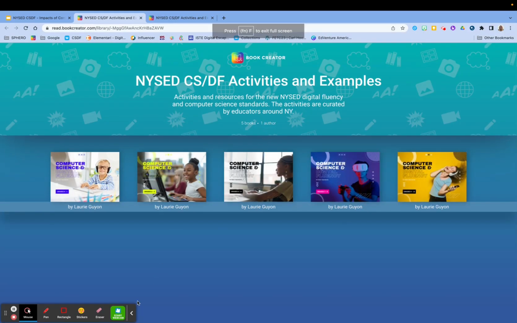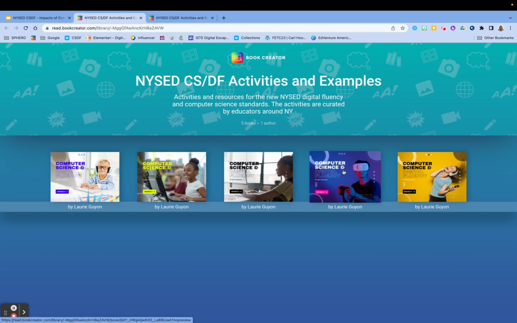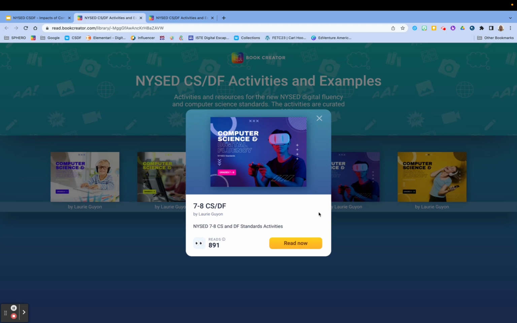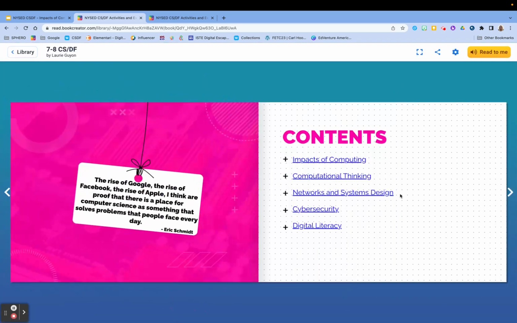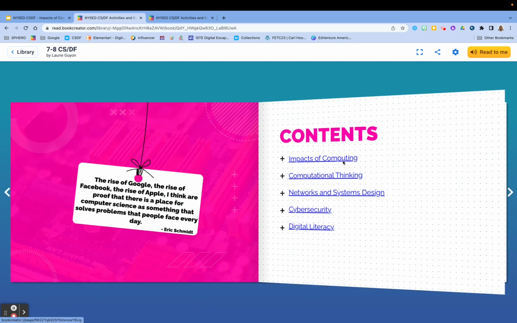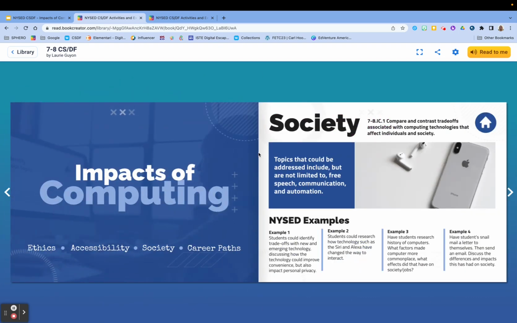Since we are doing grades 7 and 8, I'm going to go to the 7-8 book, which is the bluish purple one. We're going to click Read Now. And then we're going to click over to the first page and then click on Impacts of Computing. What this will do is bring you to the section of the book that covers the concept area of impacts of computing and the 4 sub-concept areas that we just reviewed.